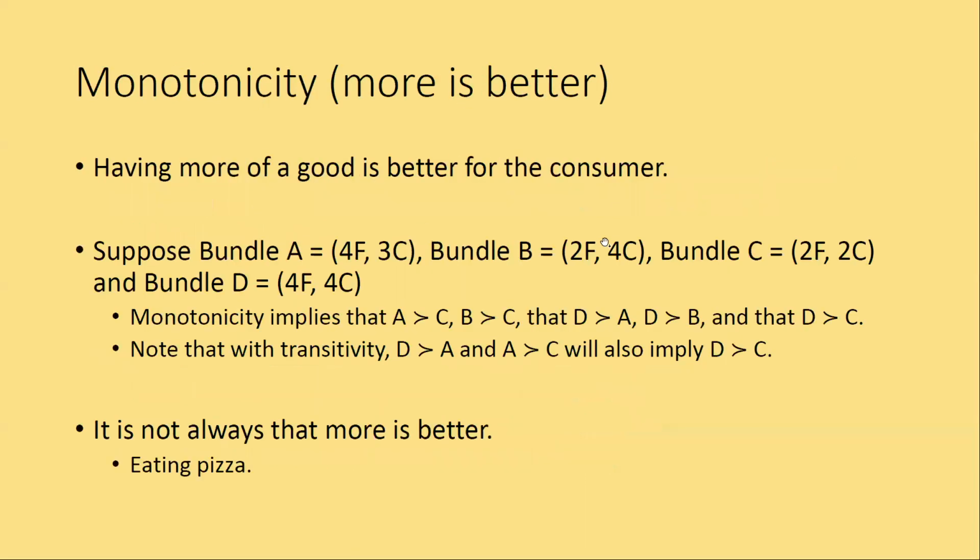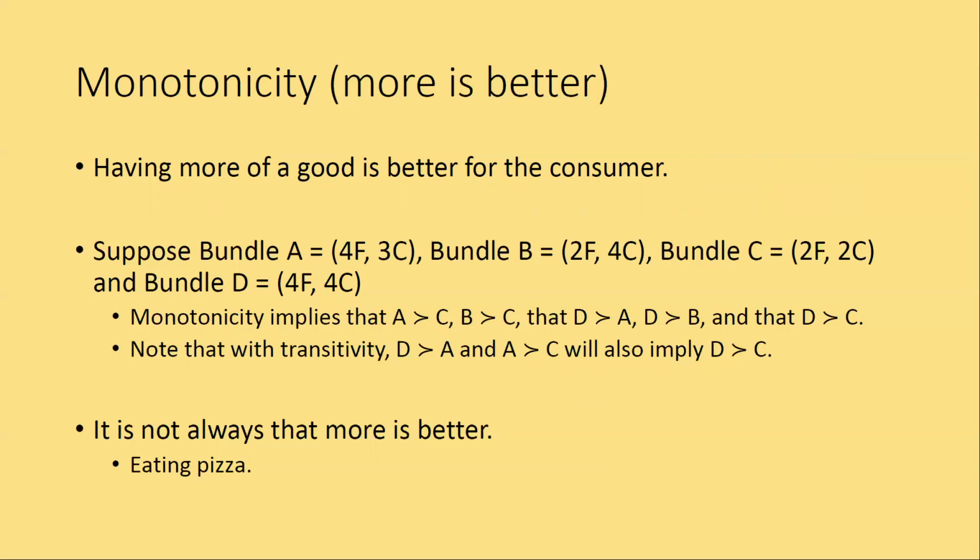The last one is monotonicity, which is intuitively known as more is better. And basically it is saying that having more of a good is better for the consumer. So here we are going to suppose that we have 4 different bundles. Bundle A that has 4 units of food and 3 units of clothing. Bundle B that has 2 units of food and 4 units of clothing. Bundle C that has 2 units of food and 2 units of clothing. And lastly, bundle D that has 4 units of food and 4 units of clothing.